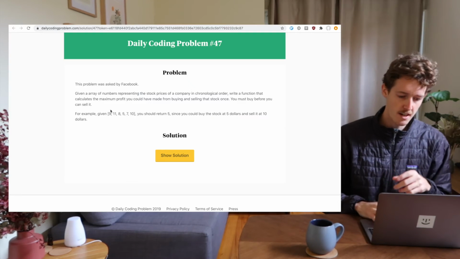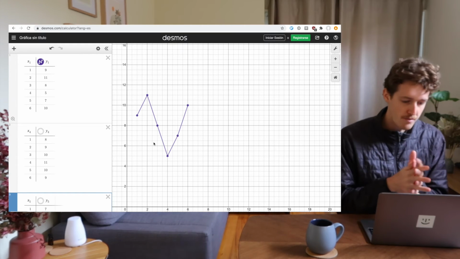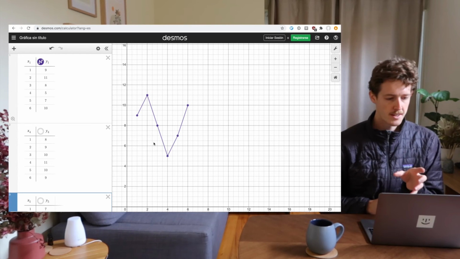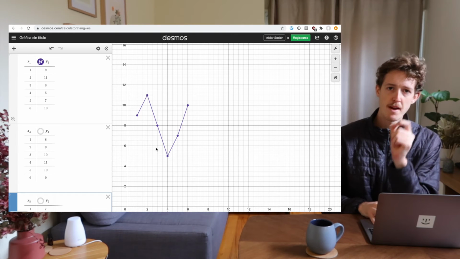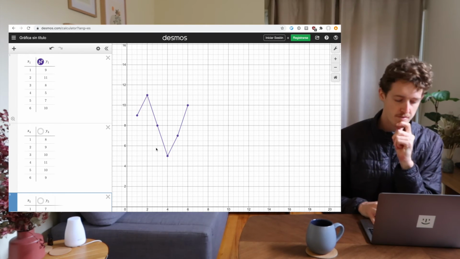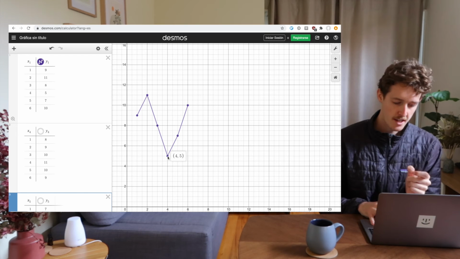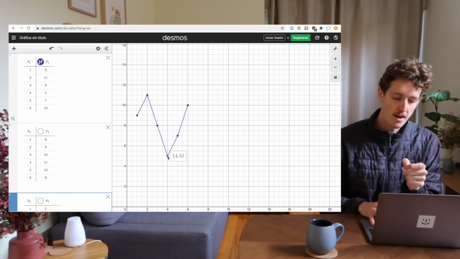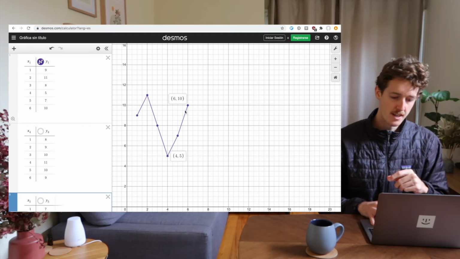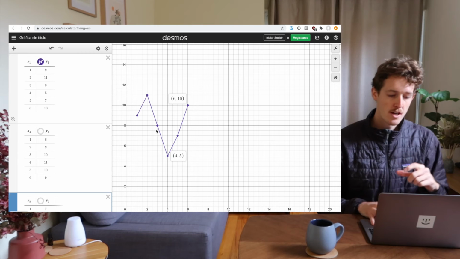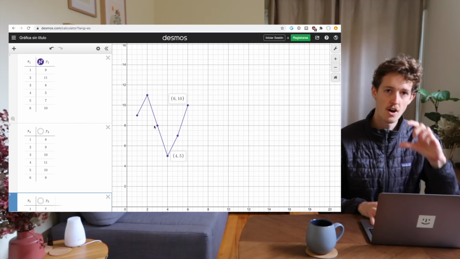So I've just taken the data that we got from the example and graphed those data points. What's interesting is that we know our max profit here was 5. That 5 corresponds to the difference between when we bought a share at 5 and sold it at 10. So the difference in height is actually the profit.